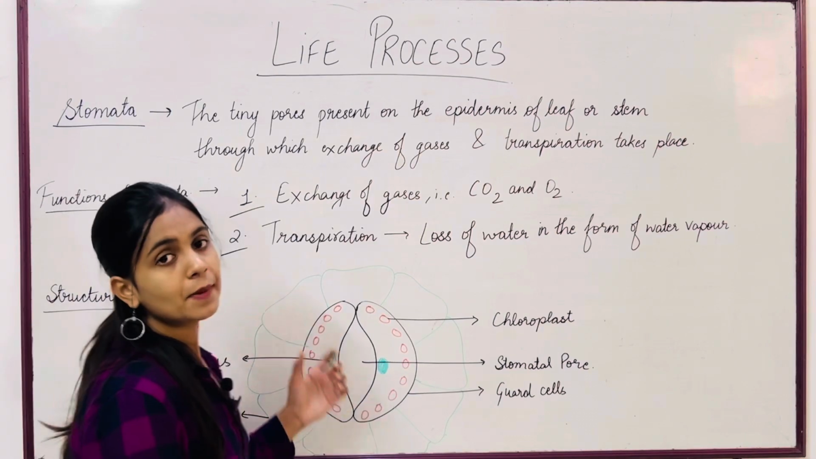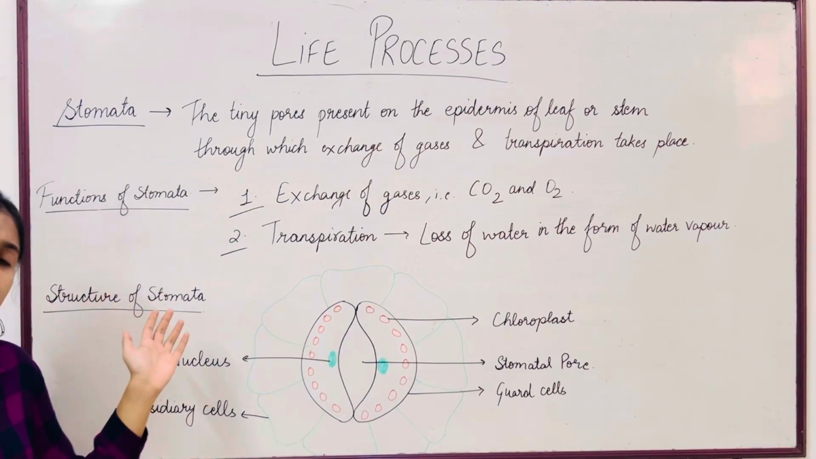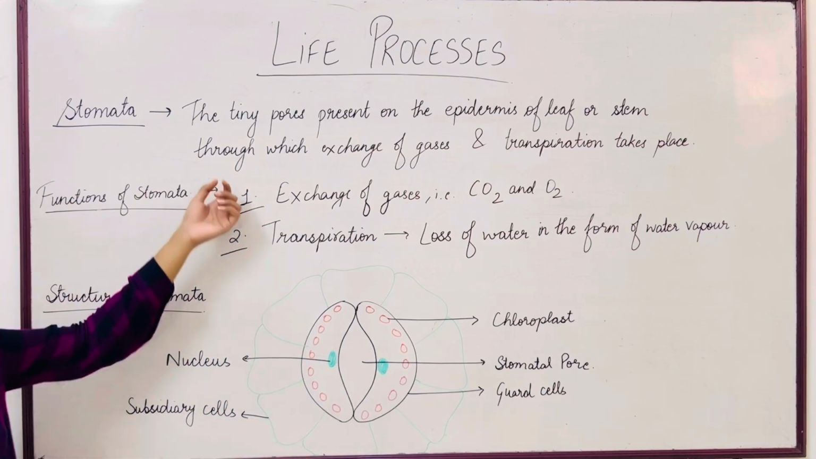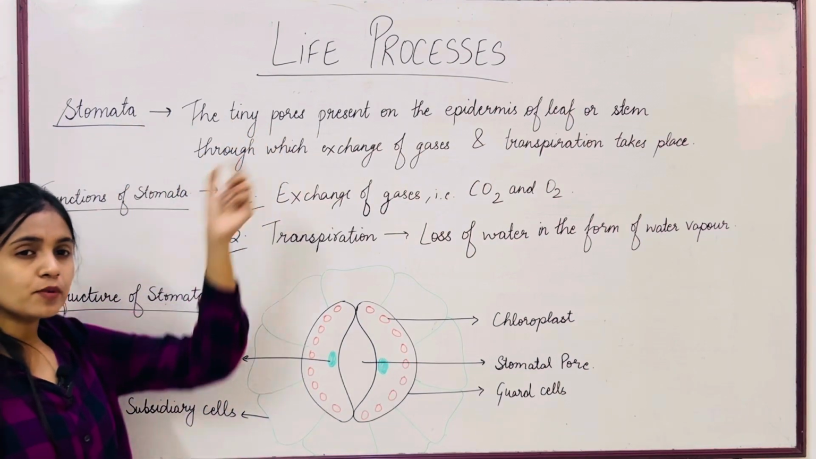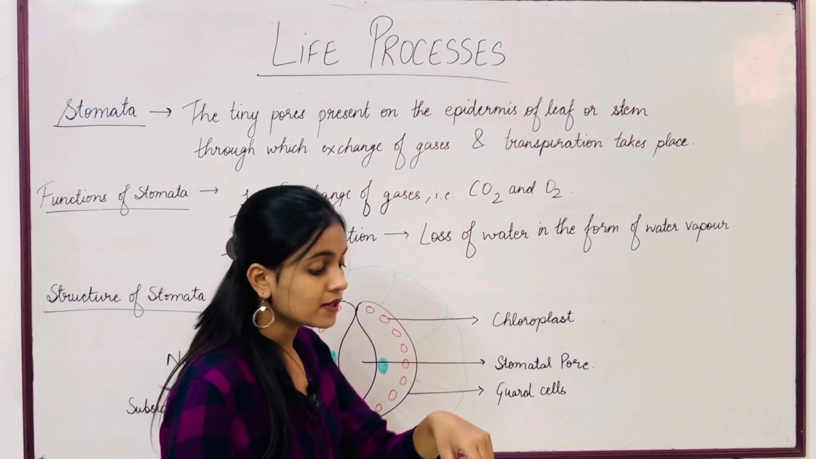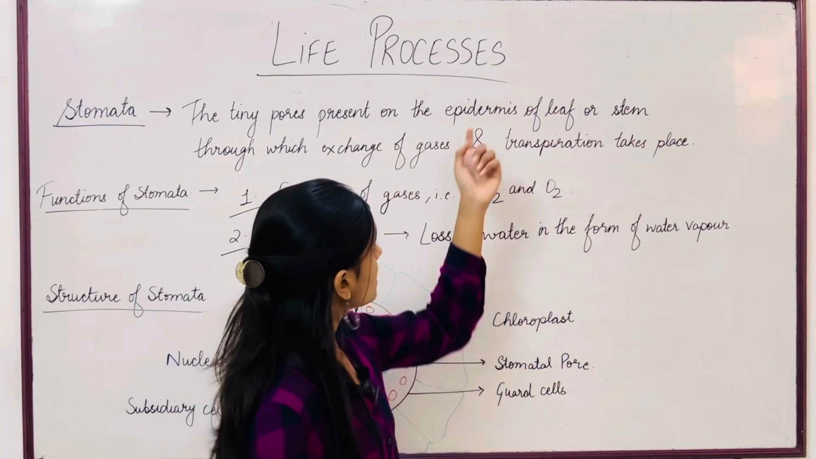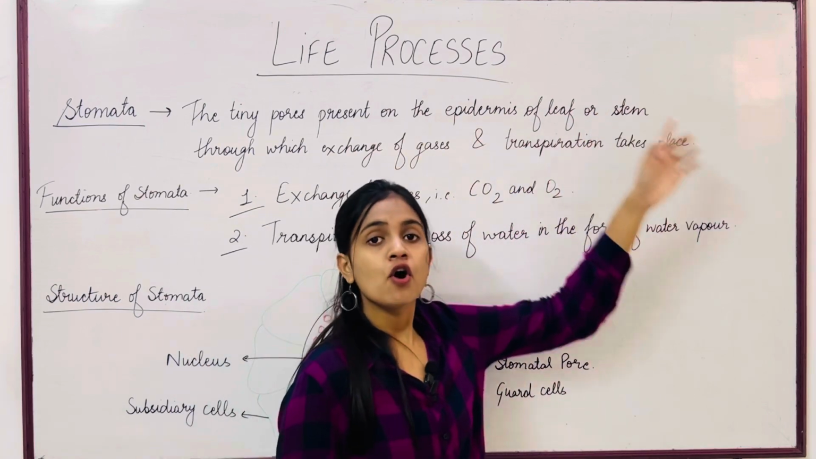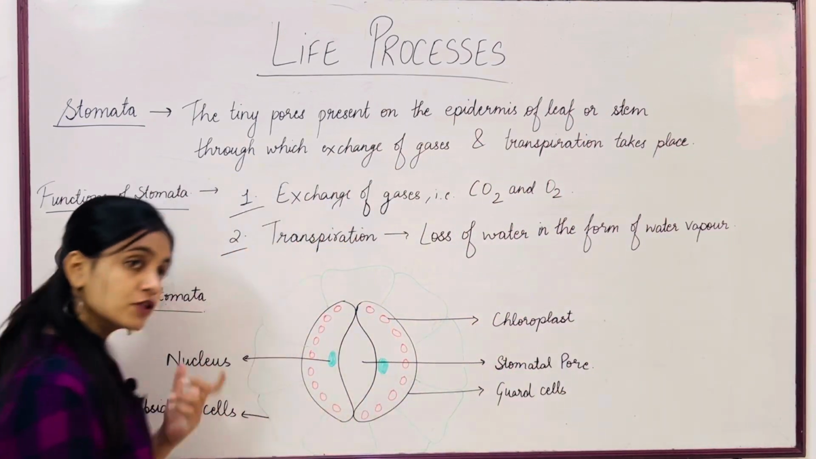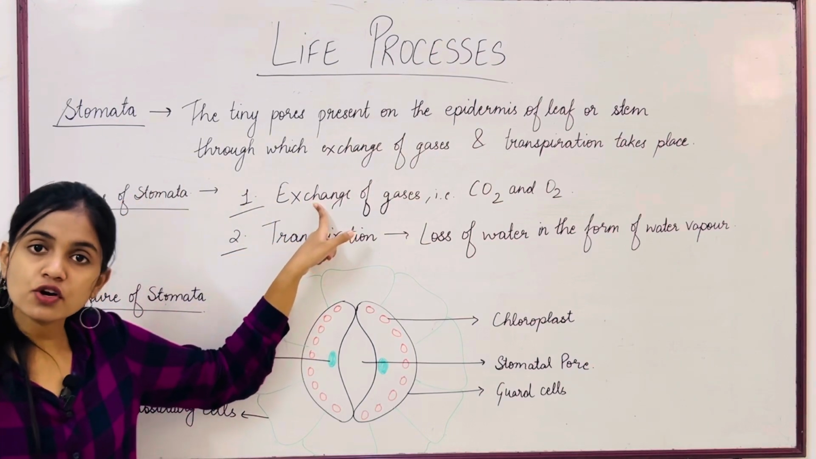Now we will discuss about stomata. What do you mean by stomata? We have studied earlier also in earlier classes that the stomata are the tiny pores, small holes which are present on leaf or stem on the outermost layer. This epidermis means outermost layer. So these are present in outermost layer of leaf or stem. And what are the functions of stomata? The first function is exchange of gases.